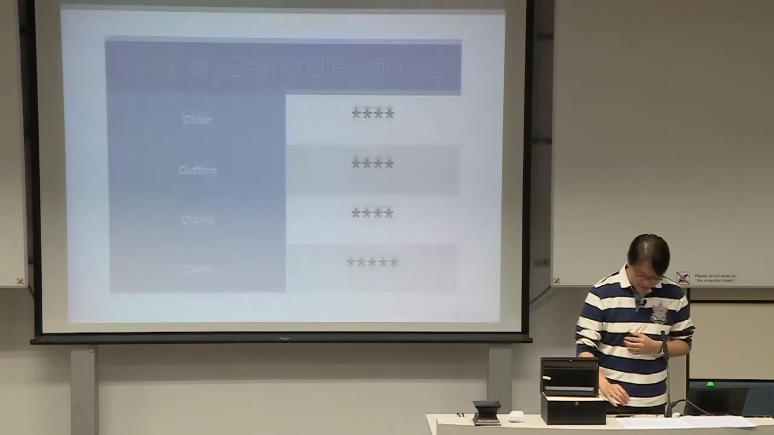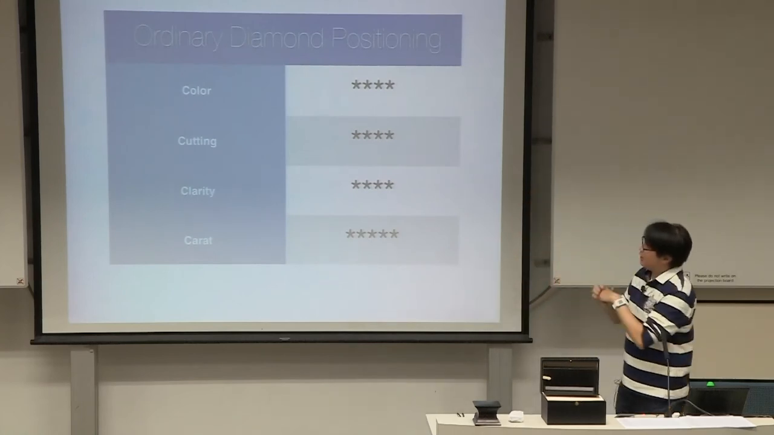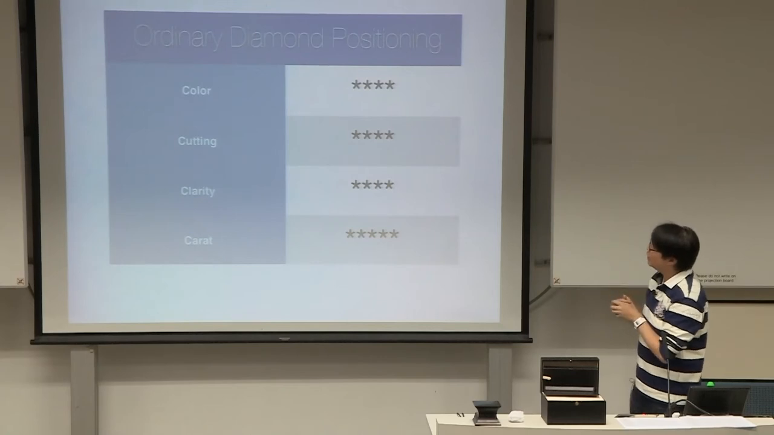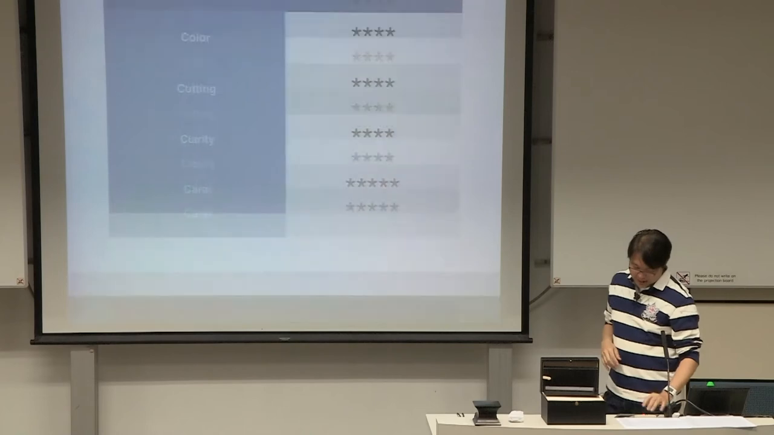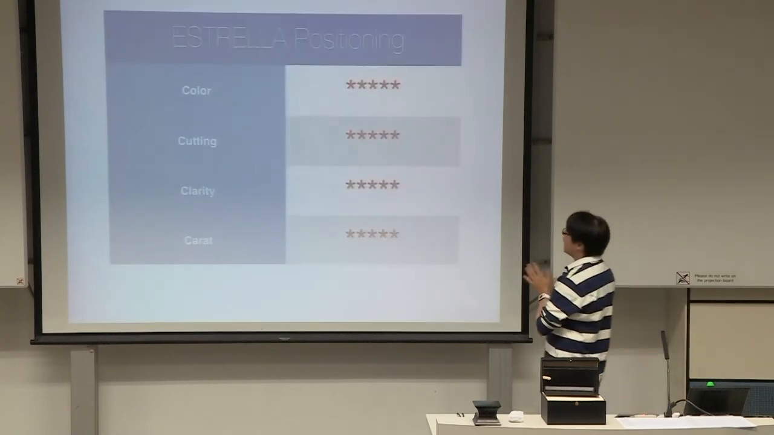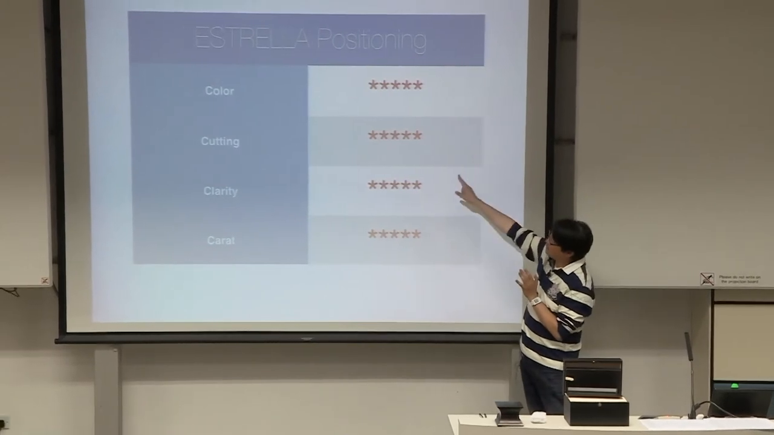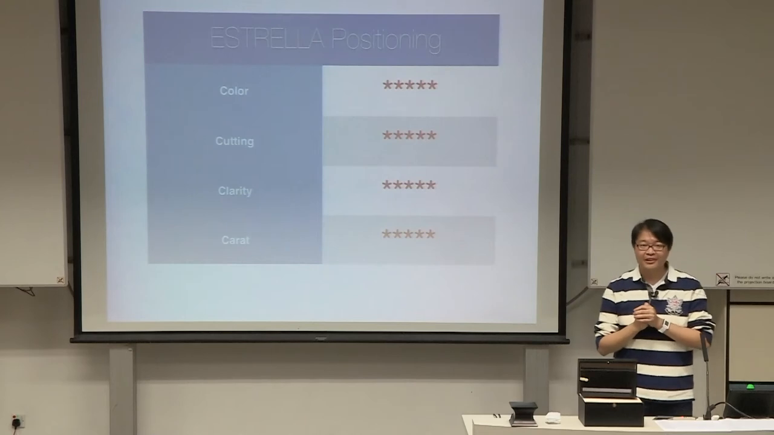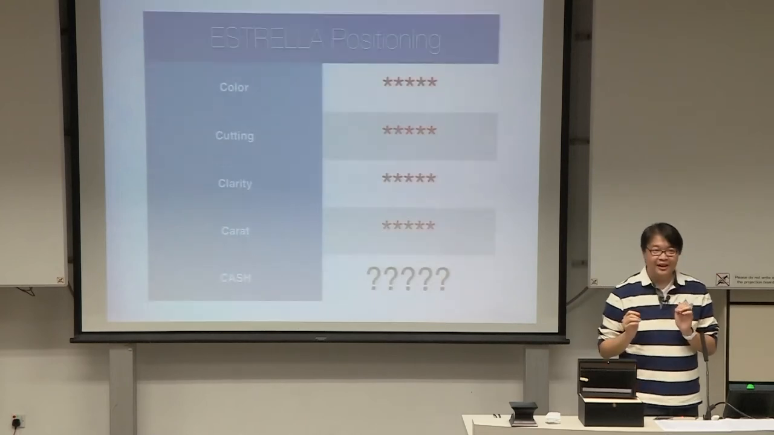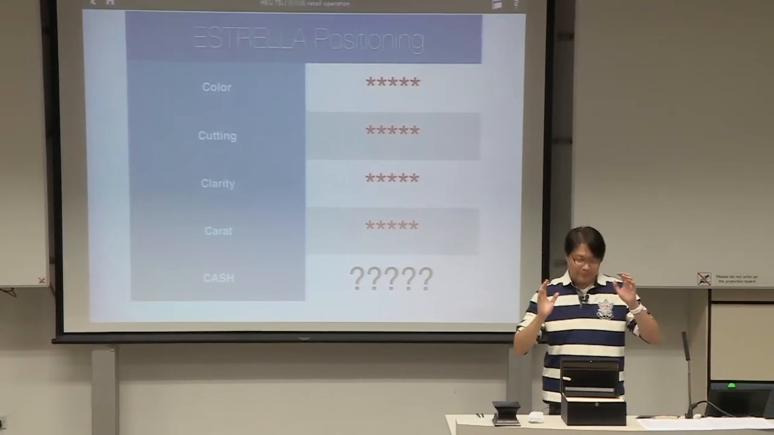Okay, the Australia experience. Basically, ordinary diamonds, when you buy in the market, usually have good color, good cutting, let's say 4 stars, different things and so on. But for Australia, our whole job is to go out there and find the best color, the best cutting, the best clarity, and the best size. Obviously. Okay, the best of the best.